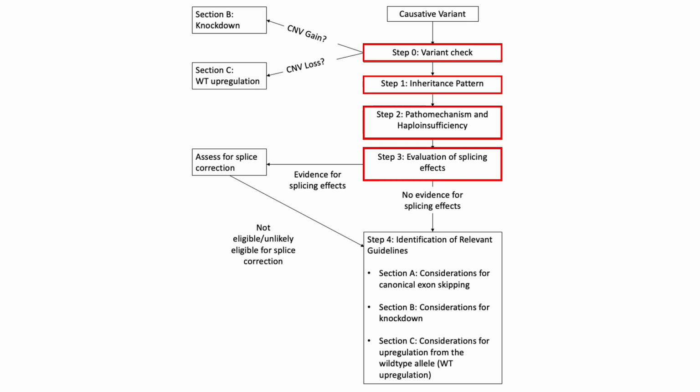For step 3, there is no evidence of this variant's effect on splicing, and this step indicates that we can consider exon skipping, since we have a nonsense variant. So we can now move on to step 4, as suggested by our guidelines.